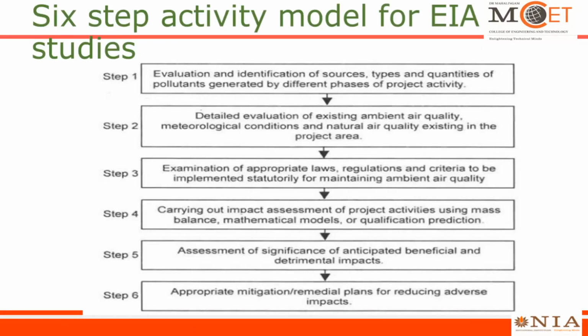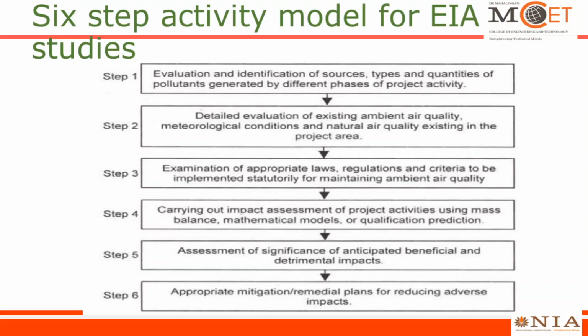So in the last few sessions we have seen the definition of air pollution, the sources of air pollution, the classification of air pollution, and the types of air pollutants, right? So in this session we'll be looking at the step-by-step procedure of conducting an EIA for air pollution. So step 1: evaluation and identification of sources, types and quantities of pollutants generated by different phases of a project activity.